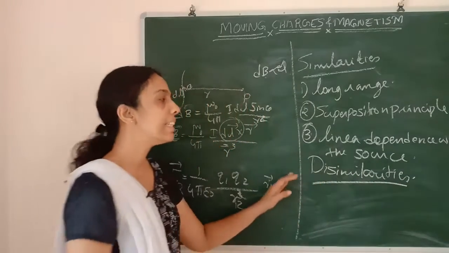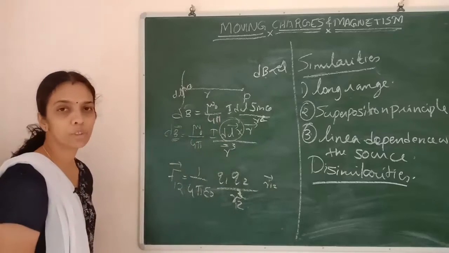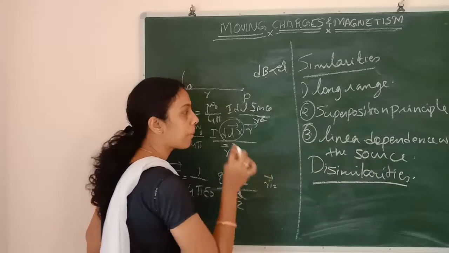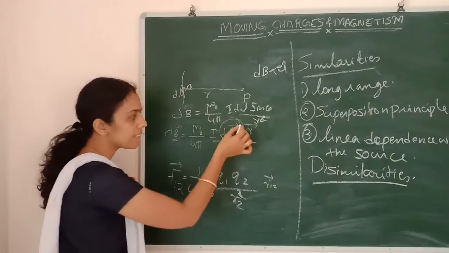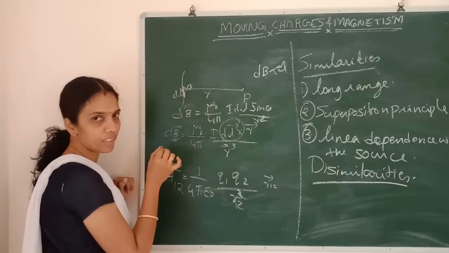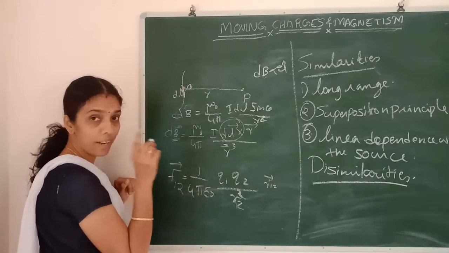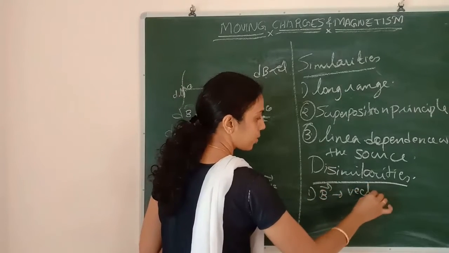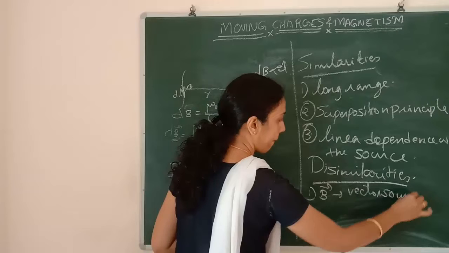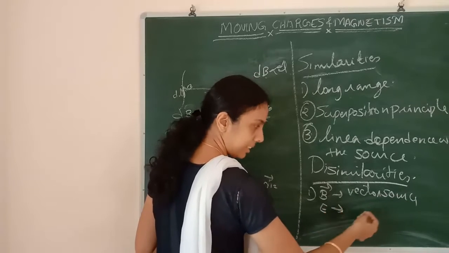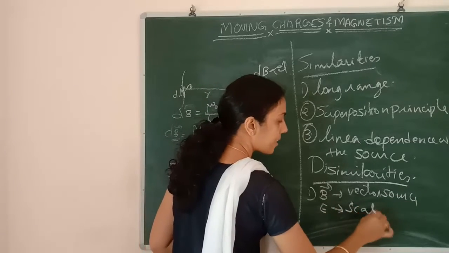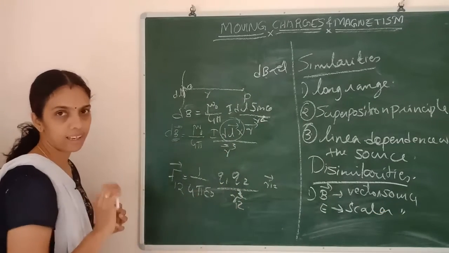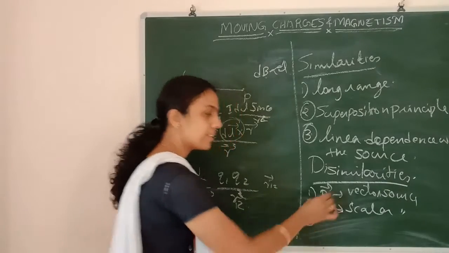What dissimilarities do you see here? The linear dependence on the source I mentioned: for the magnetic field the source is the length of the conductor, so it is a vector quantity. In the magnetic field it is a vector source, but in the electric field it is a scalar source, since Q is the source. That is the first dissimilarity.